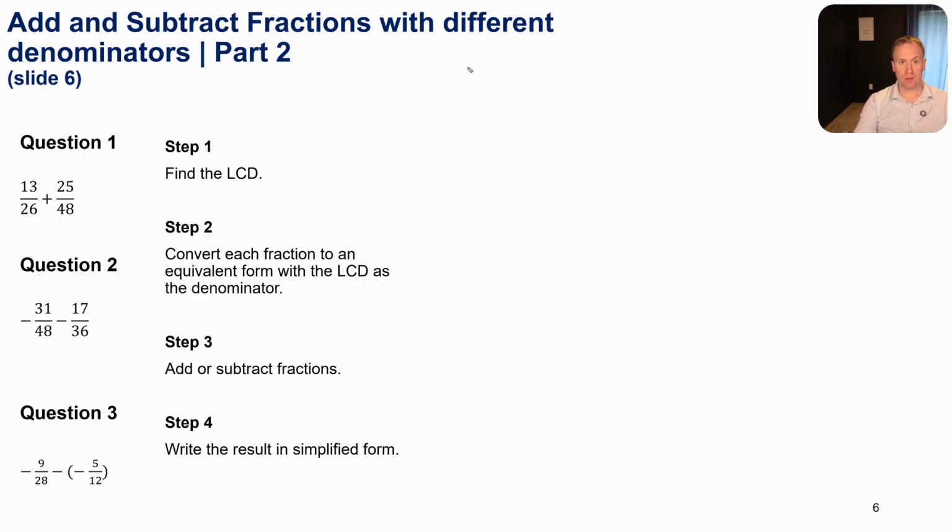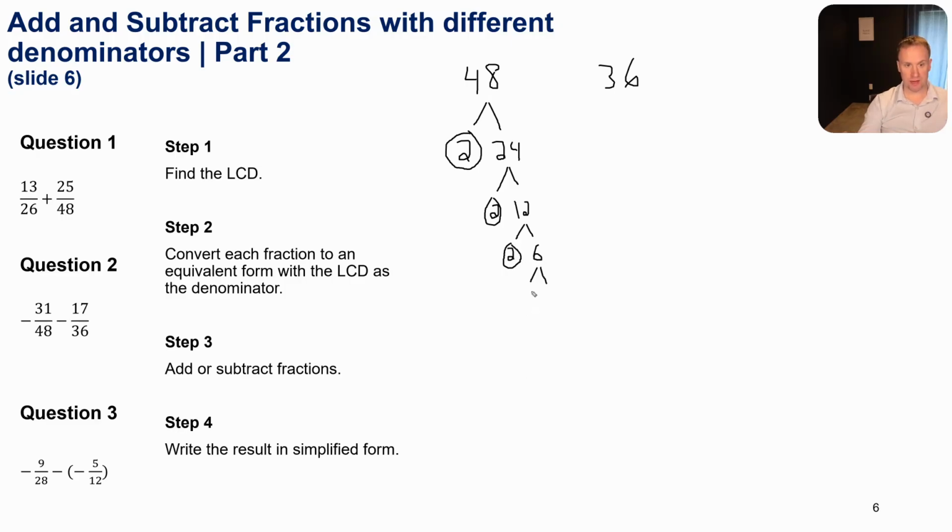Okay, so starting with 48 and 36 then, 48 can be factored down to 2 and 24. So this is actually the same exact one as question 1. 2 and 24, 2 and 12, 2 and 6, and then finally our 2 and 3.